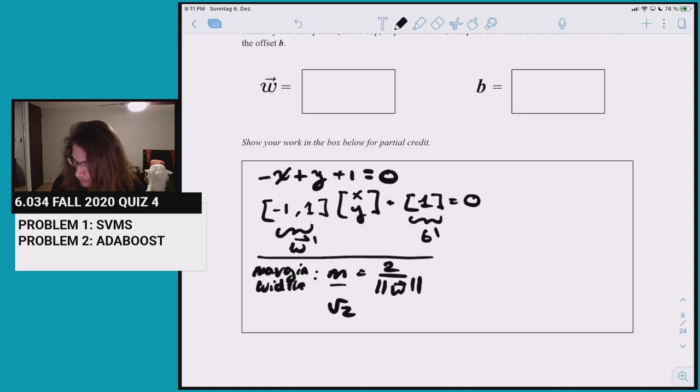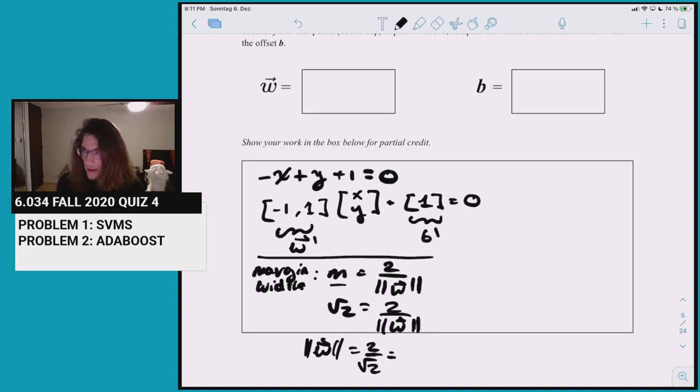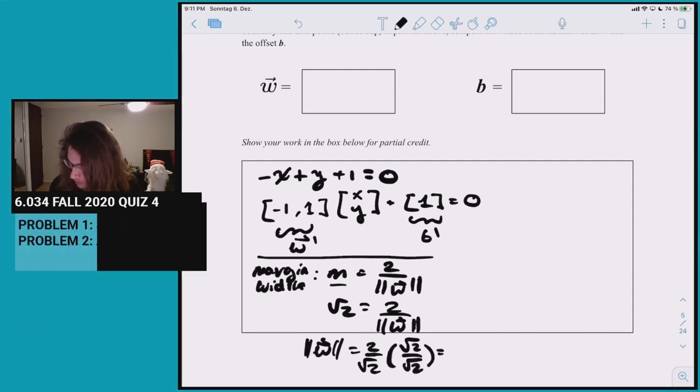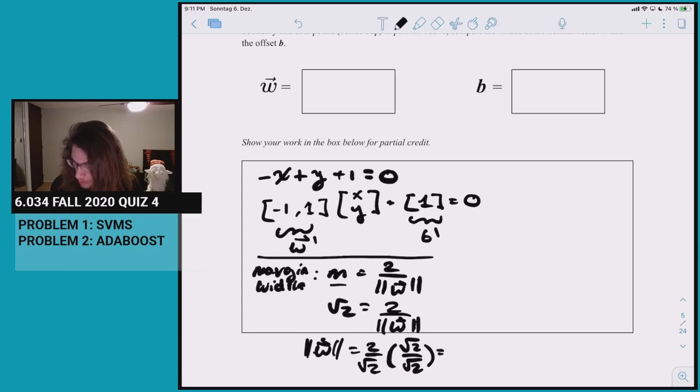So I have the square root of 2 is equal to 2 over the magnitude of w. Then I multiply w on the other side and divide by the square root of 2. And this simplifies by, I multiply by the square root of 2 above and below the fraction. So I'm essentially multiplying by 1. I'll just write it out explicitly just in case. Square root of 2 over the square root of 2, as you can see, that's just 1. And that should give me 2 on the bottom, which cancels out the 2 on the numerator, and I just end up with the square root of 2.